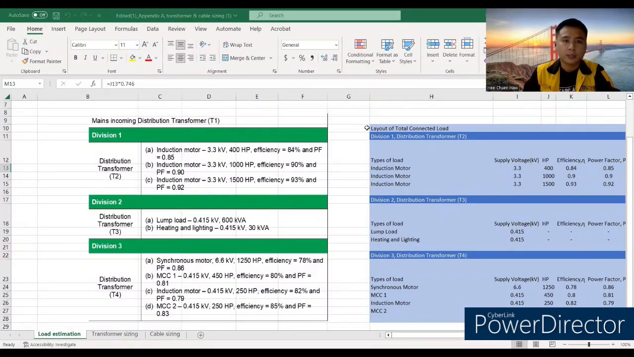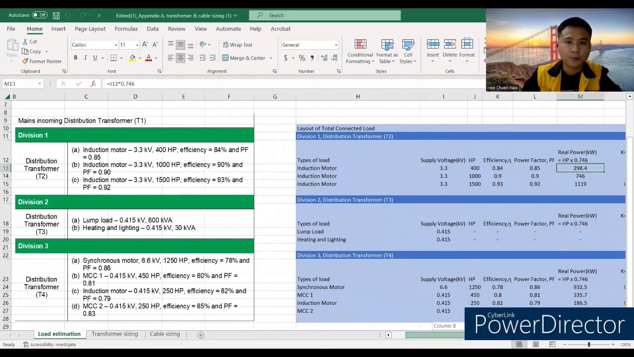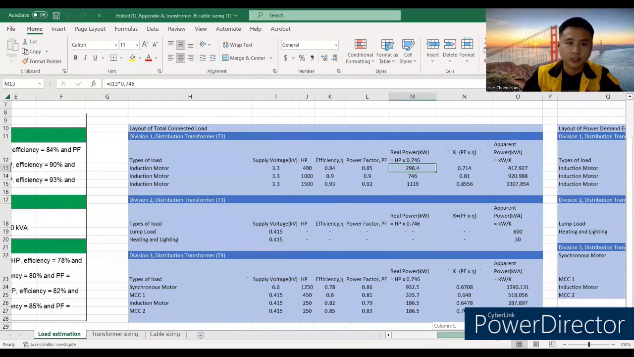So today I will discuss Appendix A, which is the load estimation in our project. First of all, the table over here is Appendix A, which consists of three divisions: division 1, division 2, and 3. Each of the divisions has its own load. Then of course, all the loads we have to calculate to get the maximum demand. So without further ado, let's see the first step to get this load estimation.